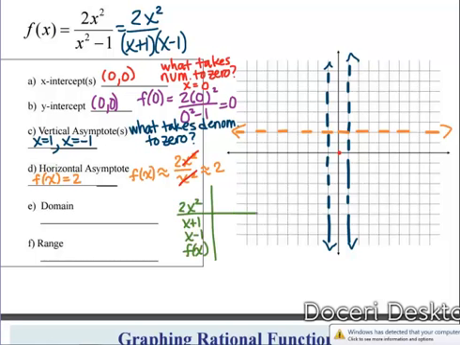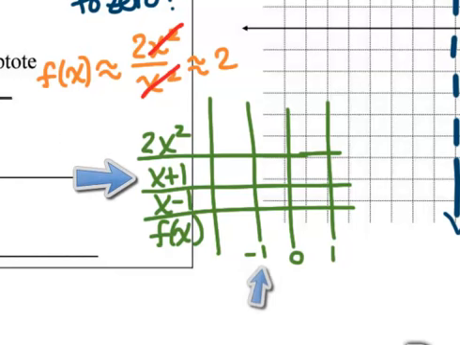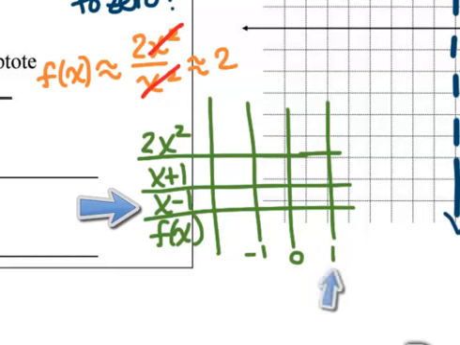Now we're going to write all of the factors of our function in a sign chart. The top factor is 2x squared, then x plus 1, x minus 1, and then we'll look at what overall the sign of the function is. We look at all the breakpoints associated with those factors. The breakpoint of 2x squared is 0, the breakpoint of x plus 1 is negative 1, and the breakpoint of x minus 1 is 1.